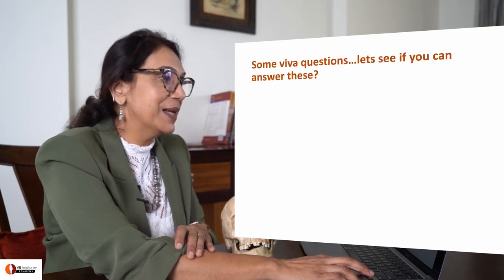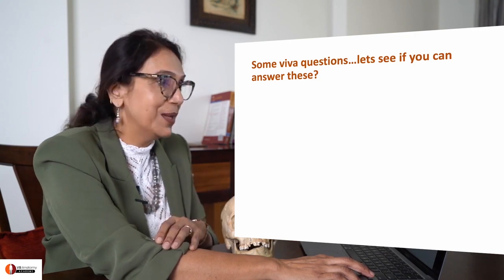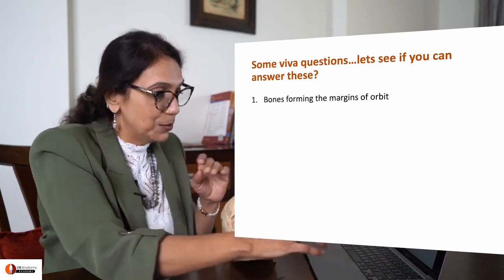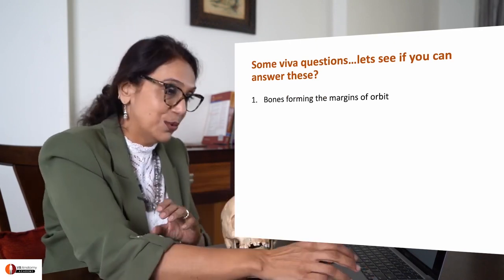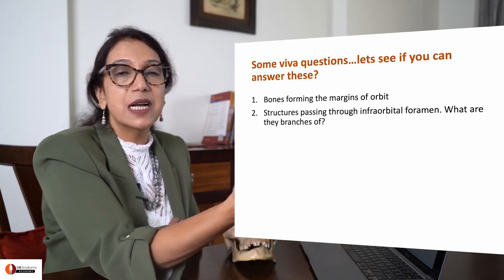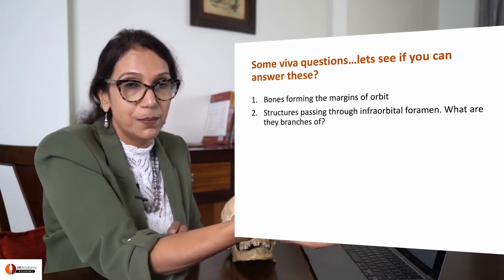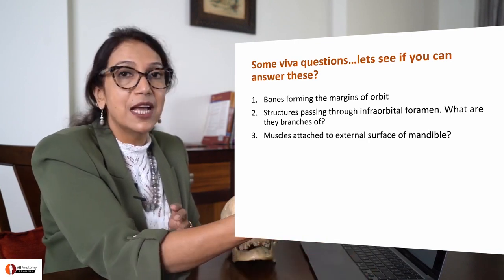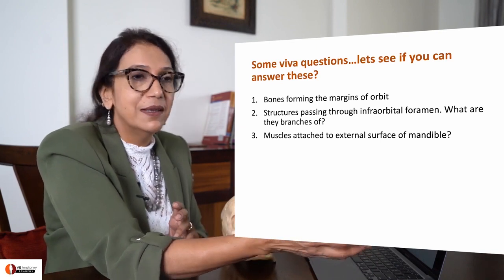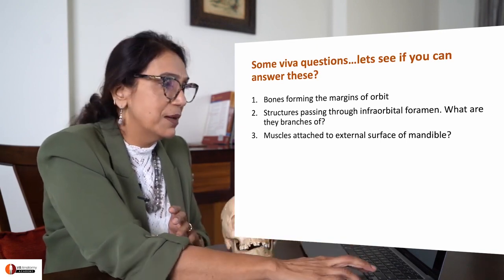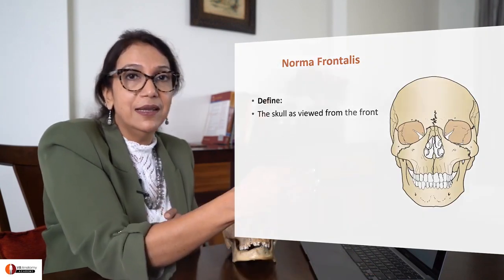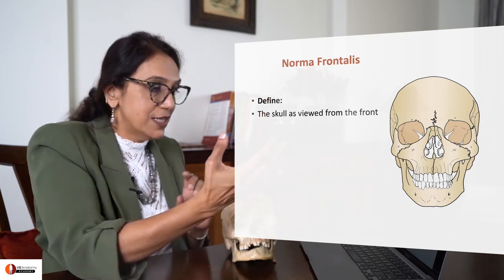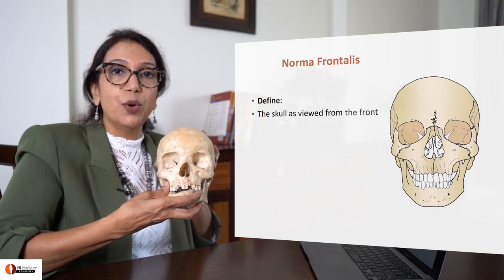Alright, so let's now begin with a viva question. See if you can answer it. What are the bones forming the orbit? The bones forming the margins of the orbit. Or else, what are the structures passing through the infraorbital foramen? What are they branches of? Or what are the muscles attached to the outer surface of mandible? These are all very simple viva questions. But to be able to understand and answer these questions, you need to know Norma Frontalis, which is the skull as viewed from the front.